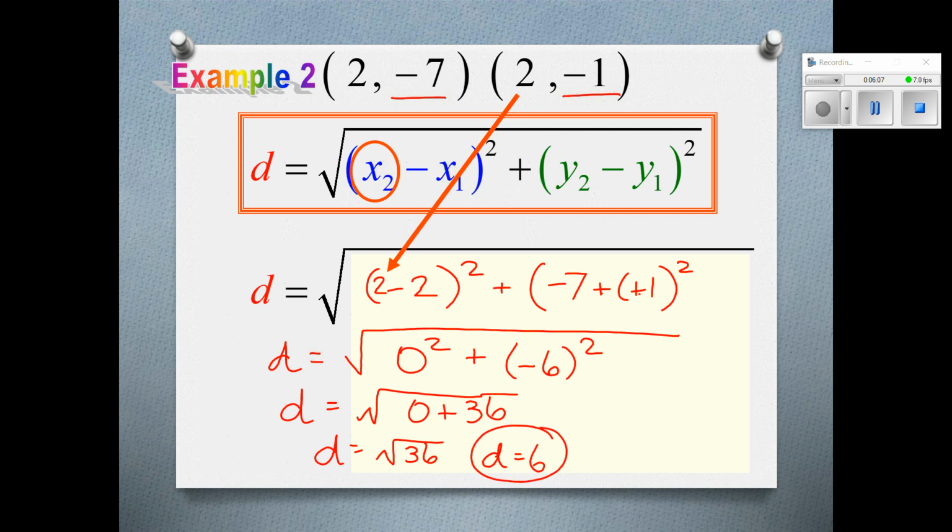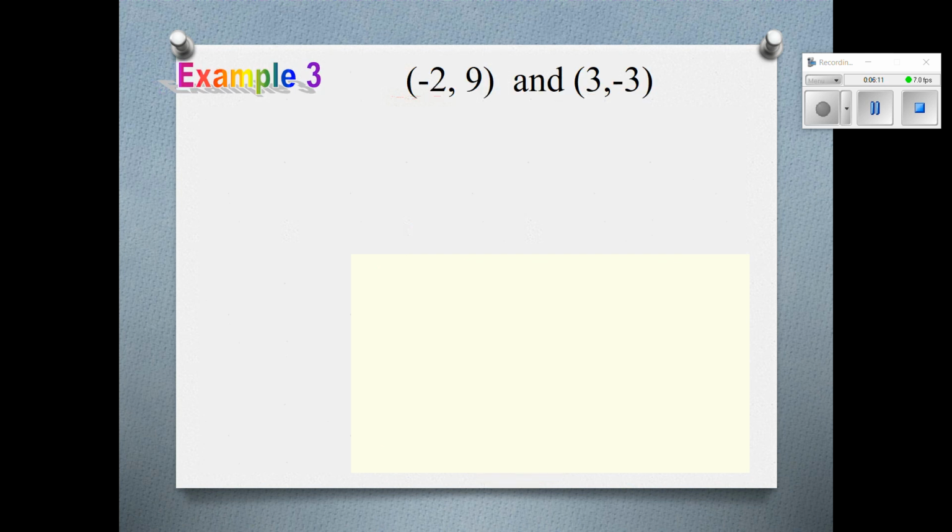So we subtract the x's, square it. We add that to subtracting the y's, square it, and then take the square root. Let's try one more time.